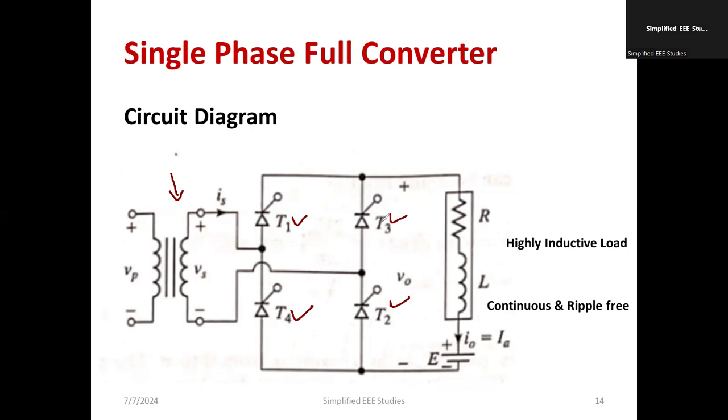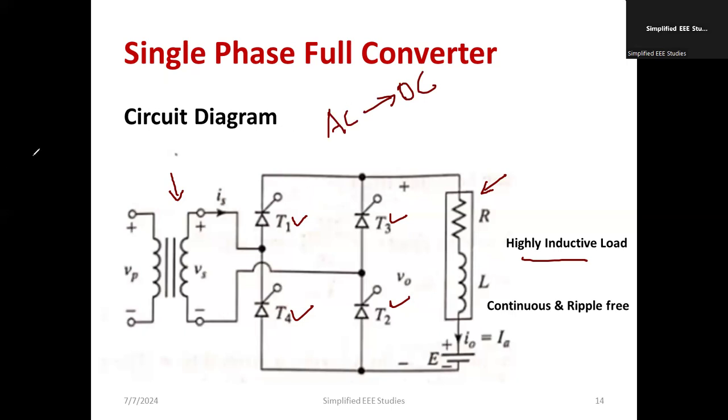Next, we supply the entire power to the load. It is actually a highly inductive load, basically an RLE load, so it represents a DC motor. The ultimate goal is to convert the AC supply, AC power, to DC power. Here you can control the output voltage, but in an uncontrolled rectifier, we cannot control the output voltage. That is a peculiarity of the single phase full converter, which is designed using thyristors.